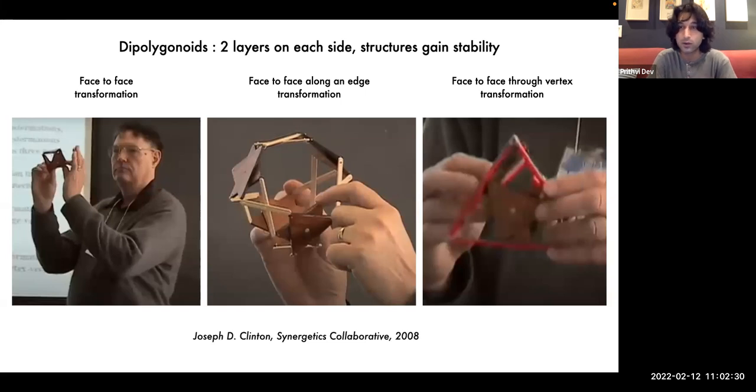Can you guys see the vertex one, or is everyone else's video coming on the screen? Yes, you can. Okay, cool.